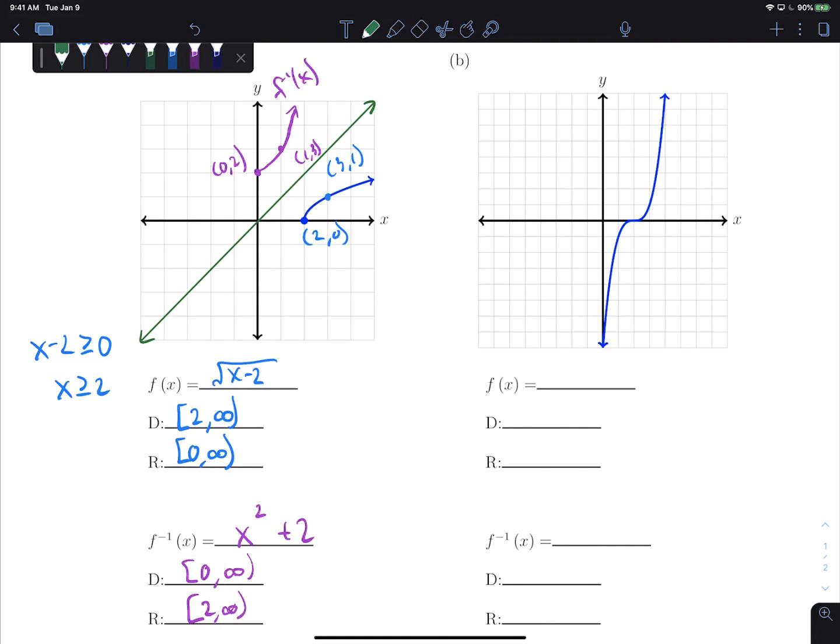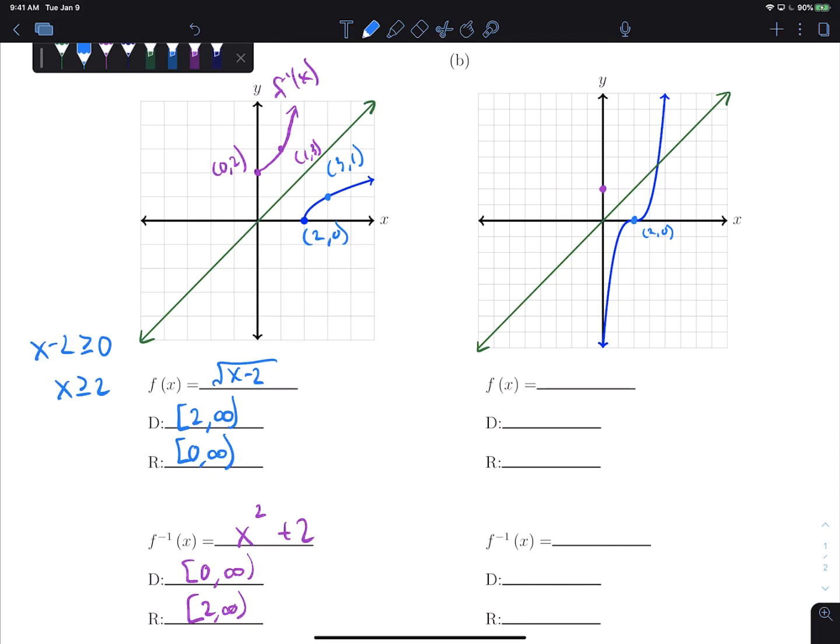So to look at B, let's go ahead and graph y equals x there. There we go. Now we need to find the inverse. Notice that there is a coordinate right here at 2, 0. Flip that around, that makes that 0, 2. So 0, 2 would be right there.